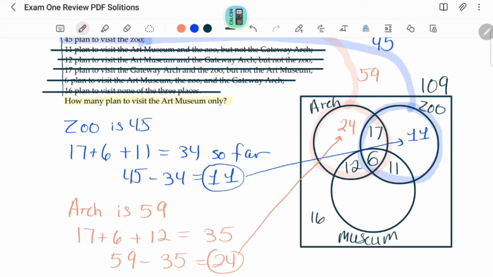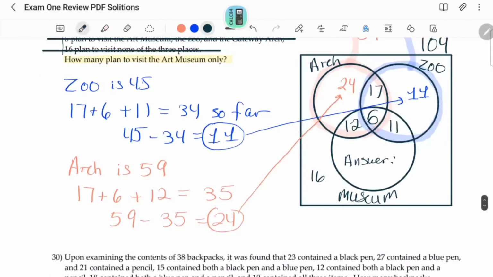And now we have to find the last part, which is here. And this part down here says art museum only. So when we find this part right here, this will be the answer to our question. Because that part is art museum only. If it said art museum, then it'll be the entire circle for art museum. Art museum only is only that piece. And for the final answer, we can just add all the numbers in the Venn diagram, including the 16 on the outside, and then subtract that from 109.